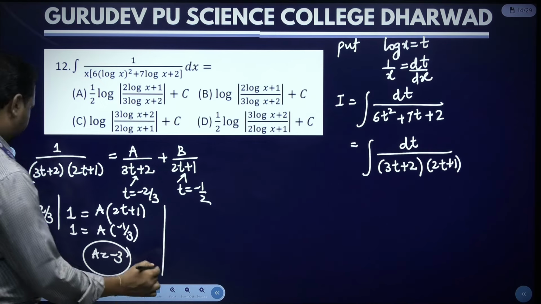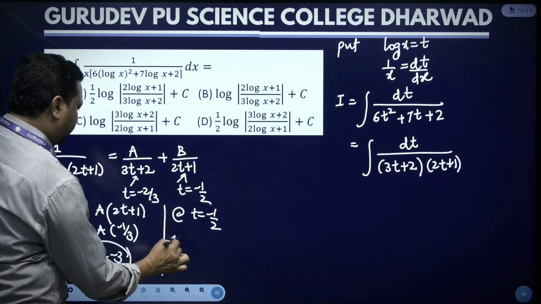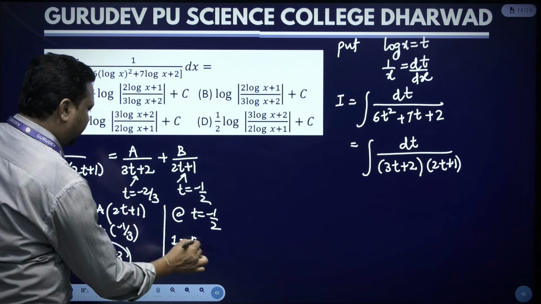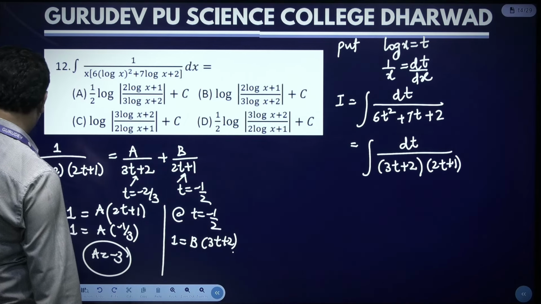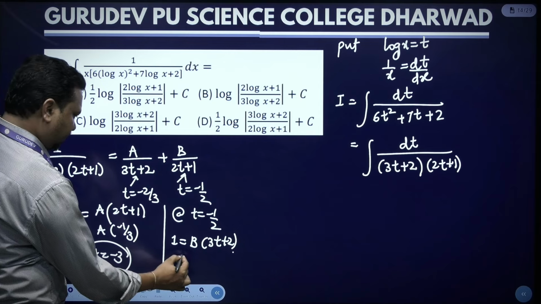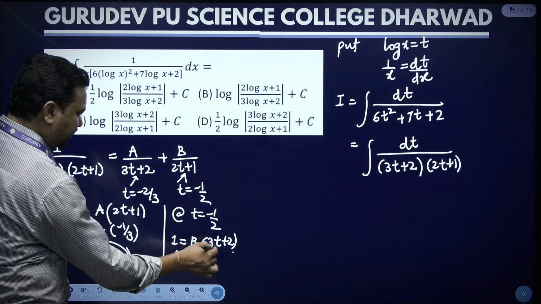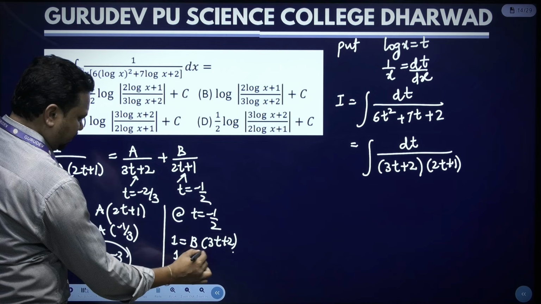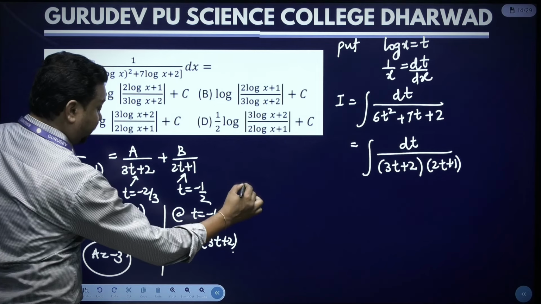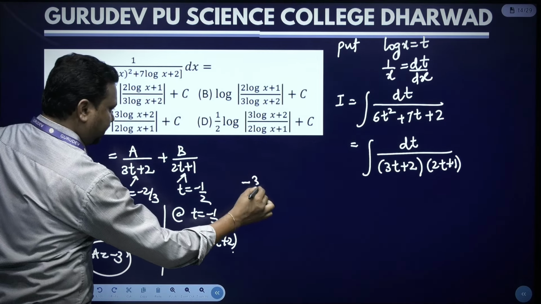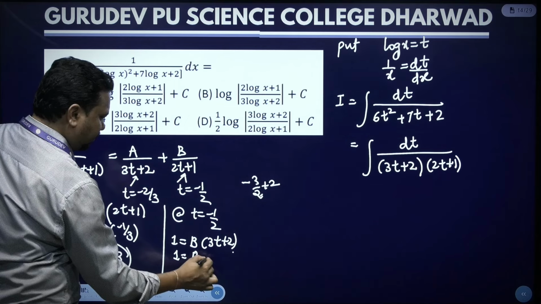The next, at t is equal to minus 1 by 2 and the 1 is equal to b into 3t plus 2 agat. So, nan idralli substitute martene. So, 1 minus 1 by 2, minus 3 by 2. 2 2s are 4, 4 minus 1 is minus 3 by 2 plus 2. 4 minus 3 is 1 by 2. So, b is equal to 1 by 2.